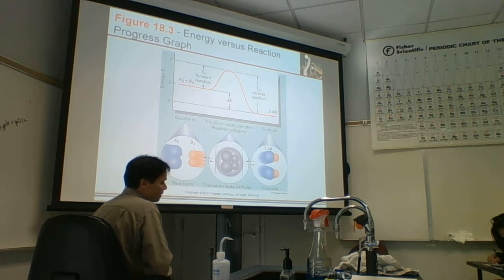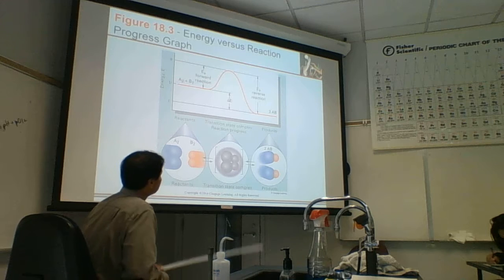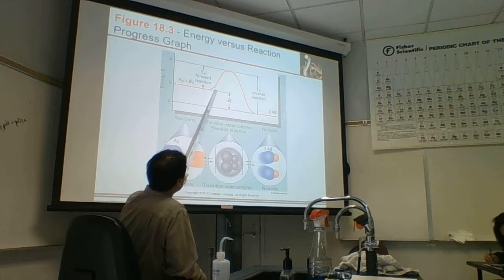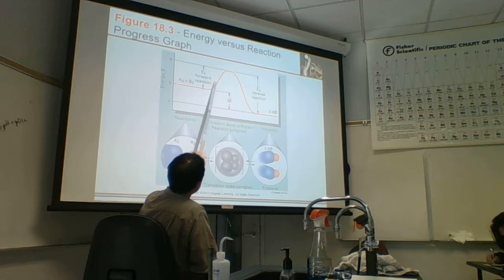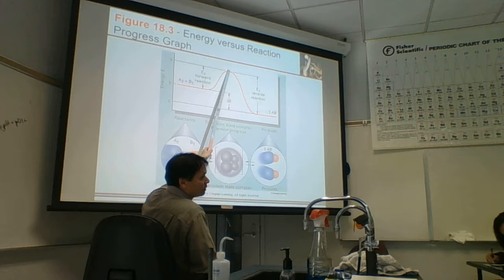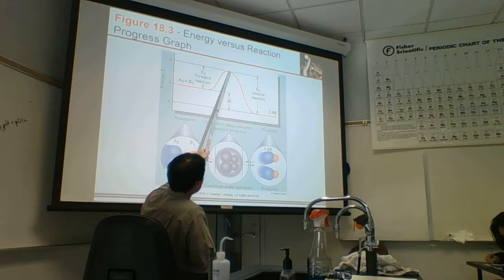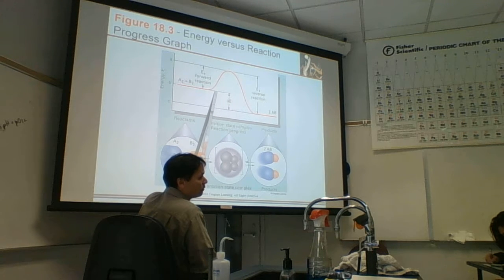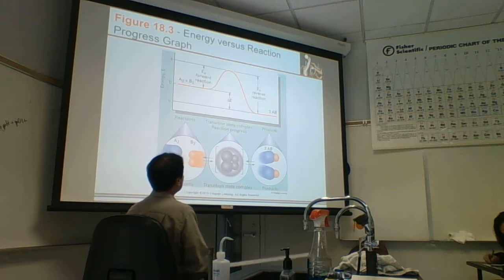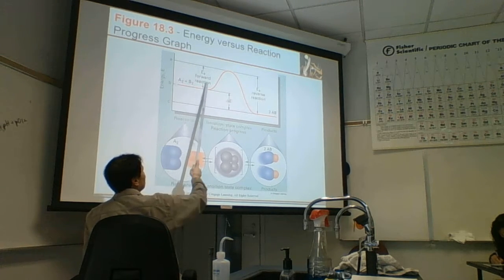What two things have to be in place for the collision to be successful? One, the collision has to have enough energy. The amount of energy that's required is shown by this hump. This is the amount of energy that's required to get them to react. In other words, we've got to break bonds and form new bonds. And two, we have to have the right orientation. In this case, this will be a successful collision. So the molecules come here and collide.